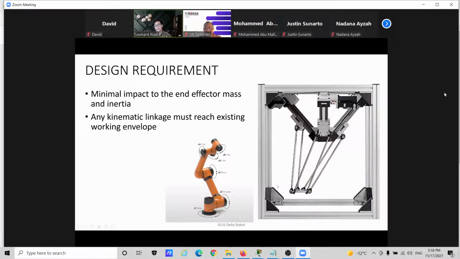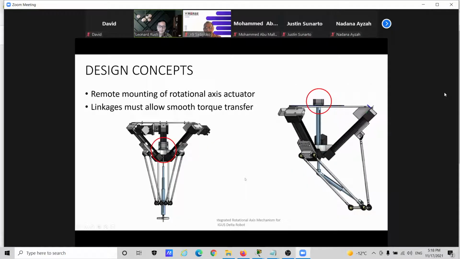So that is really the goal of the project. We came up with some design concepts, mounting the motor here and having a telescoping axis here, but the telescoping axis will add too much inaccuracy by having multiple pin in a slot joint.